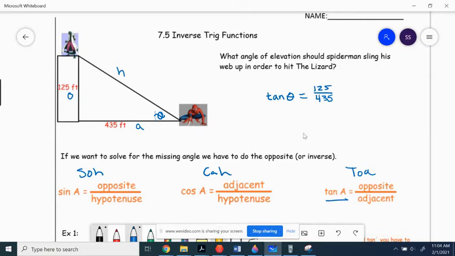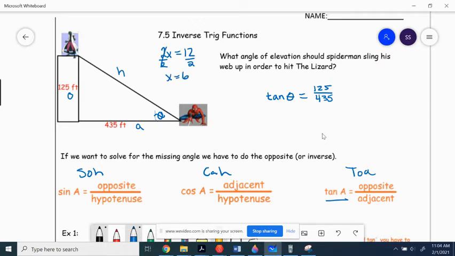Okay, so we have this equation. The tangent of theta is equal to 125 over 435. So we need to isolate the variable, just like with any equation. Okay, so how do we do that? Well, just like with any equation, let's go with a basic one like 2x is equal to 12. This is 2 times x is equal to 12, so we do the inverse or opposite operation, and we divide, and we isolate the variable.